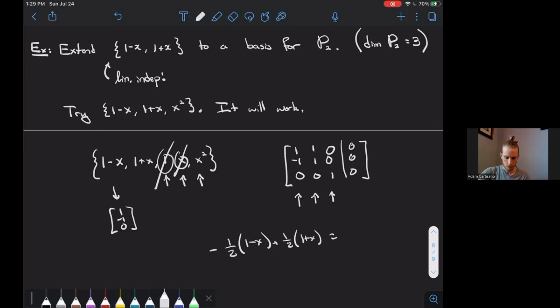In other words, any number times 1 minus x, any number times 1 plus x, and any number times x squared: those three things, when you add them together and ask that you get the 0 polynomial, the only way to do it is if the three numbers that you multiply by were 0. So the set is linearly independent. And now we know that it spans our P2 because we augmented with a set that spanned P2, and then we were able to chop away at the redundant vectors. Great.